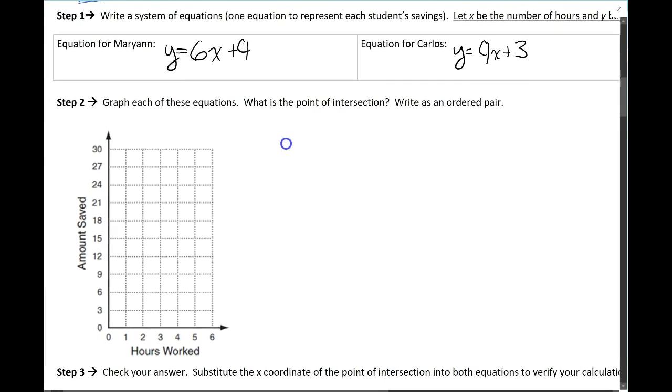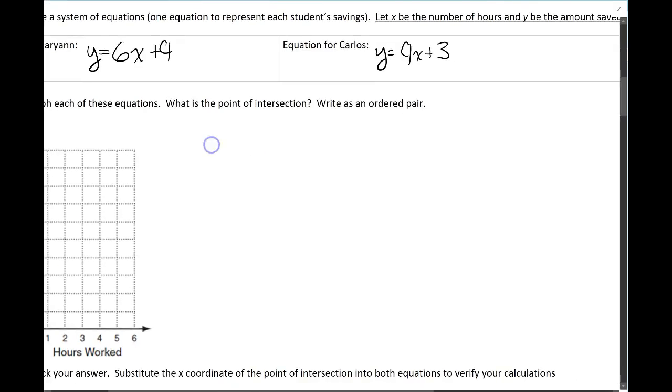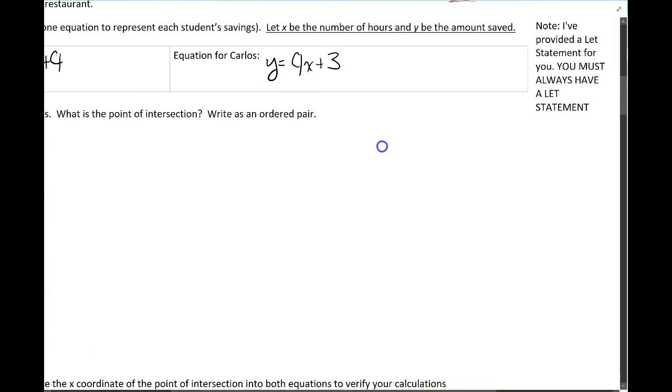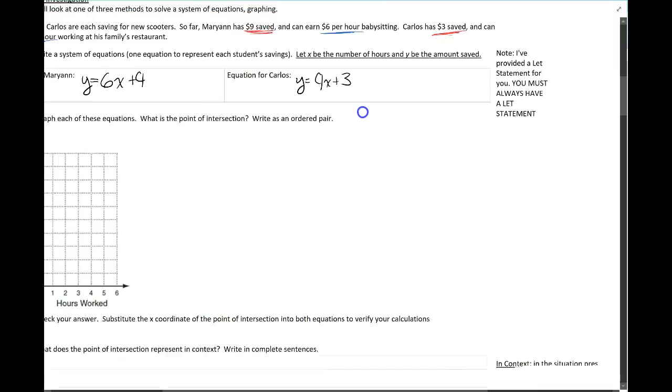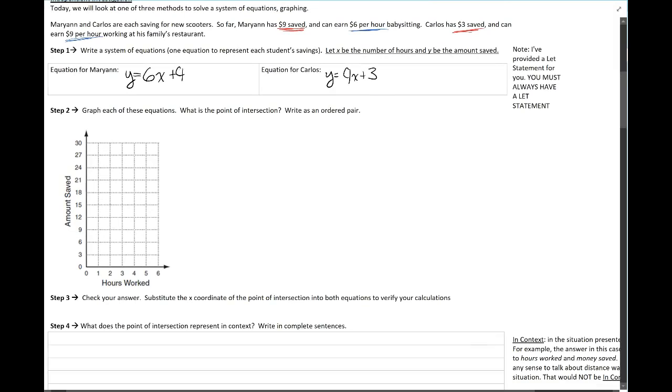Now, I'm sure some of you, especially in this class, are a little upset at me because I didn't do the number one thing that I've always told you to do every single time, which is create a let statement. But I've already made one for you right here, and I've put the note here. You can run your students through that. Note that I've provided you a let statement. You must always have a let statement. If you don't have your let statement, you don't know what you're solving for, and it becomes decidedly more difficult.